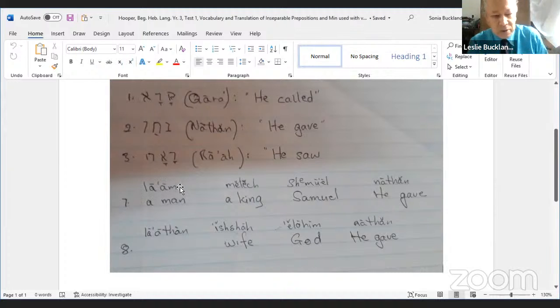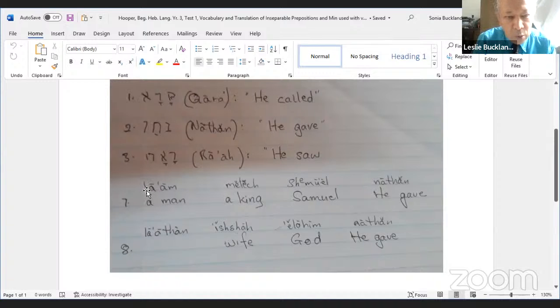Am means people. Now notice what is before the am. You have lameth and you have kames. That is the long a. This is the inseparable preposition lameth, our English L. But notice there is a kames. Instead of a simple shawa under the L, there is a long a that is under the L, under the lameth.